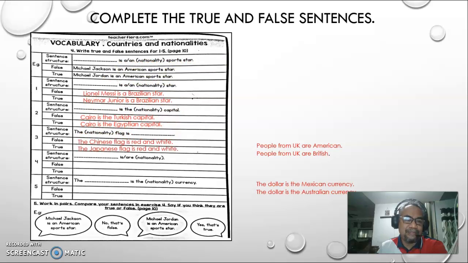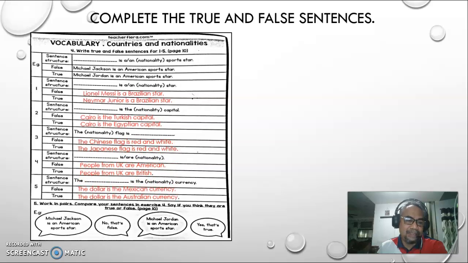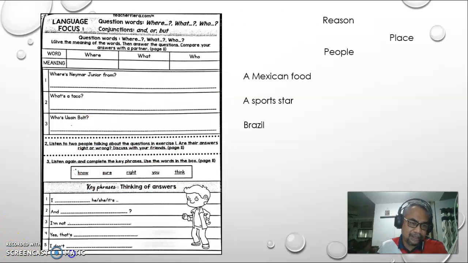The Chinese flag is red and white. The Japanese flag is red and white. People from UK are American. People from UK are British. Okay, the truth is people from UK are British. The dollar is the Mexican currency. The dollar is the Australian currency. So the truth is the dollar is the Australian currency. Okay, next.